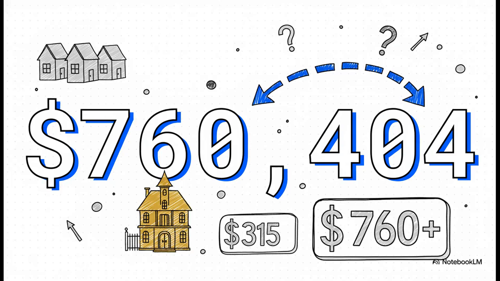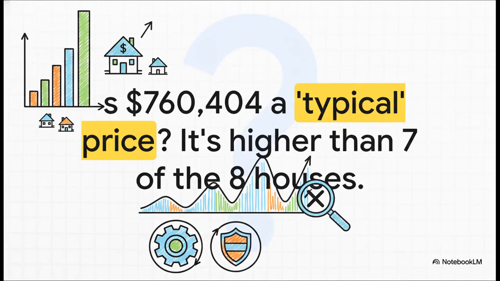And here's the proof. The moment we include that one outlier, our average house price skyrockets from $315,000 to over $760,000. Wow. Our so-called typical price more than doubled because of one single home. So let's just ask ourselves, is that new number really typical? Not a chance. It's higher than 7 of the 8 houses on the list.